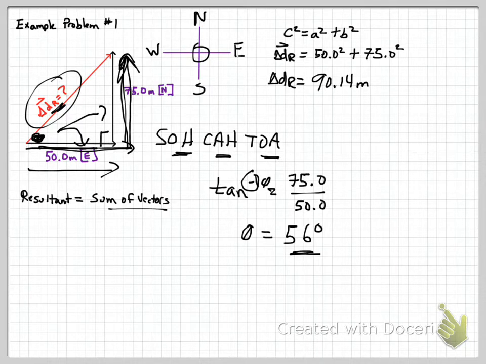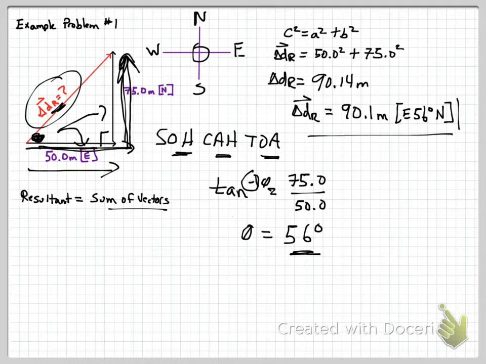So my final answer now is going to be the resultant displacement equals 90.1 meters east, 56 degrees north. And that would be my final answer to my question: solving the number through Pythagorean theorem, and then solving the angle through trig.